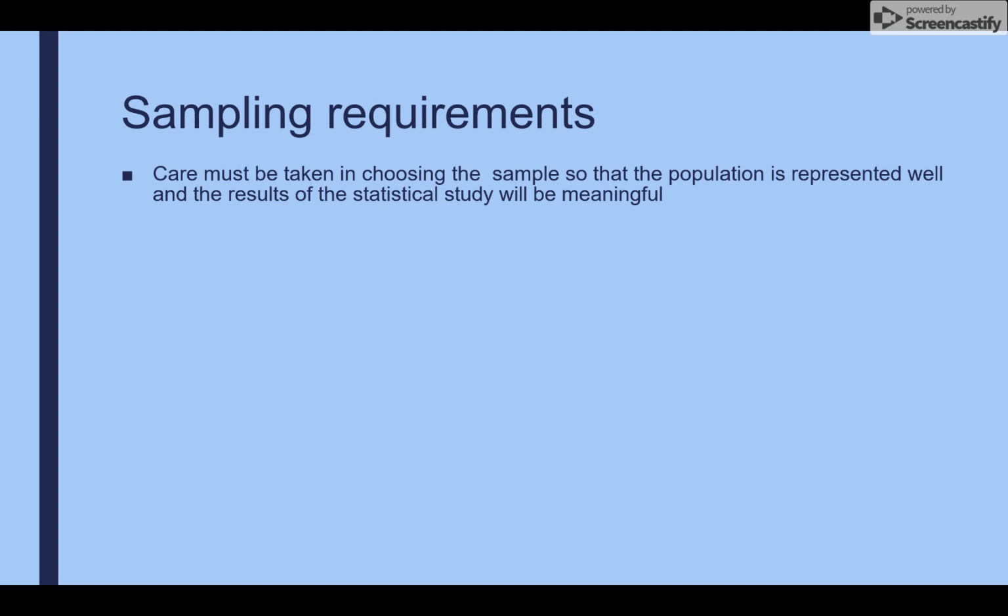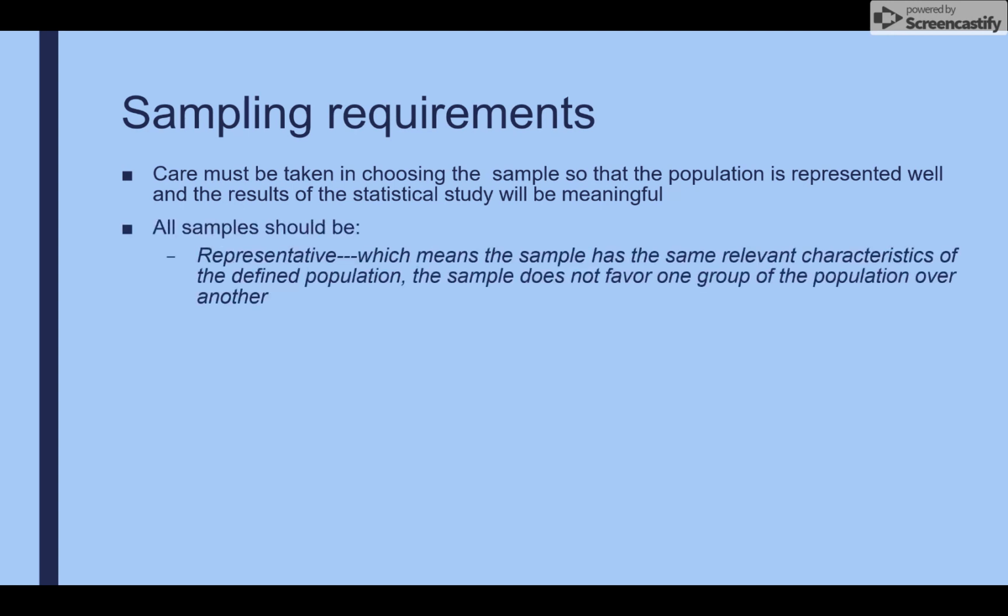You must be very careful when you're choosing a sample because you want to make sure that your population is well represented so that the results of your study will be meaningful and useful. When thinking about a sample, all samples should be representative, which means your sample, your small group, must have the same relevant characteristics as the defined population or the big picture focus. And the sample doesn't favor one group of the population over another. The sample should also be random. The participants should be selected by chance. There's really no rhyme or reason to their selection.